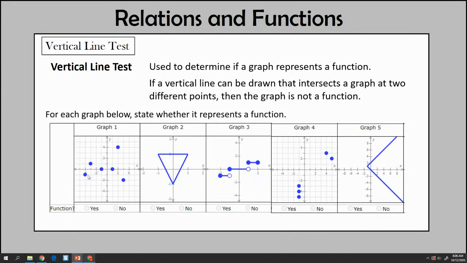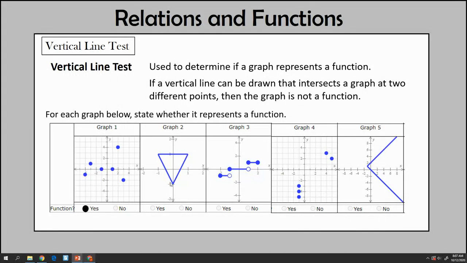This first one is a graph of just specific ordered pairs. So this is just kind of a list of ordered pairs if you thought about it being written out. Can I draw a vertical line here and hit any two points at the same time? Here's a vertical line going through the first point. It doesn't hit any other points. Here's a vertical line going through the next one. Only hits that one point. Each vertical line only hits one point. So is this relation a function? Yeah. Every input has its own output.